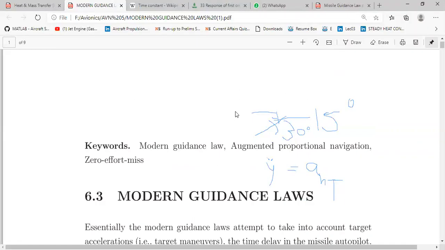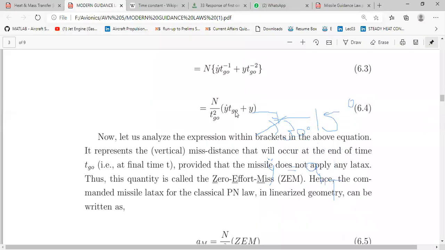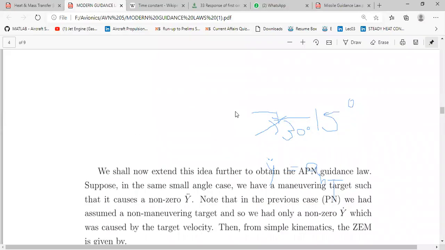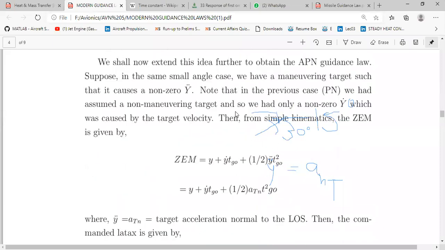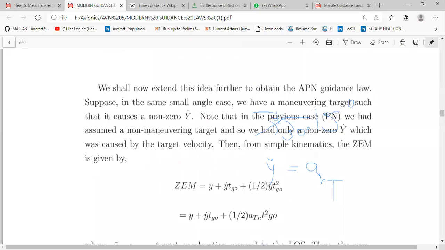Yes, this APN. So in APN, what is the difference? First of all, you need to understand what is the difference between PN and APN. Okay. So PN is a proportional navigation guidance law, where we are not using the maneuverability of the target. We are assuming the target is stationary. There is no vertical separation velocity between target and the line of sight, and there is no vertical separation acceleration between target and line of sight.